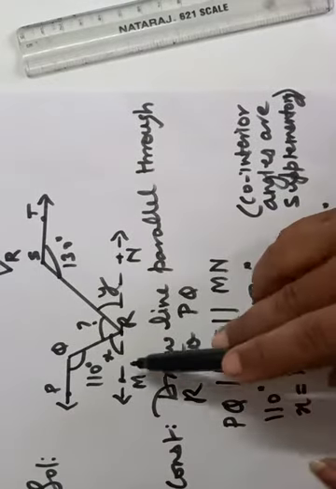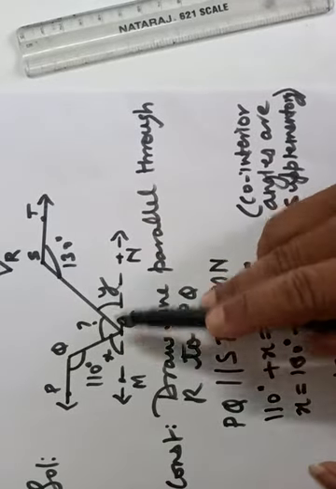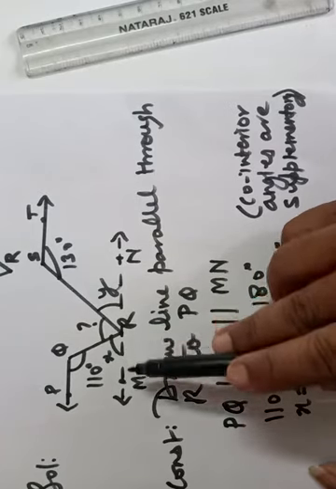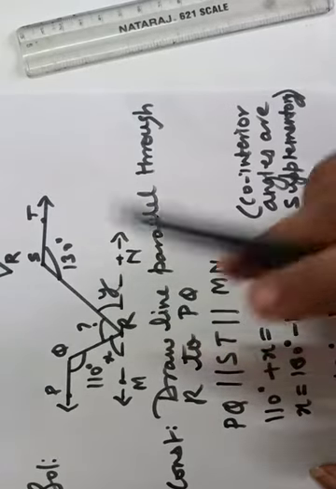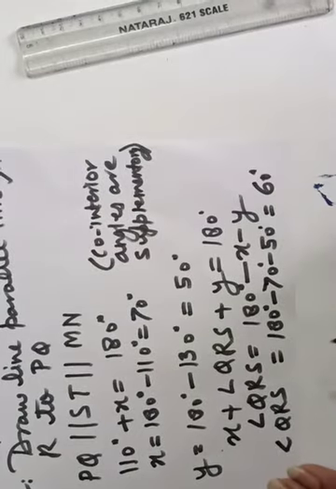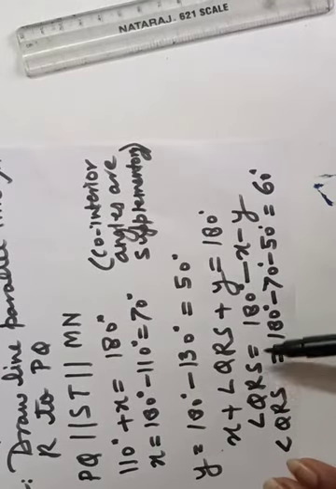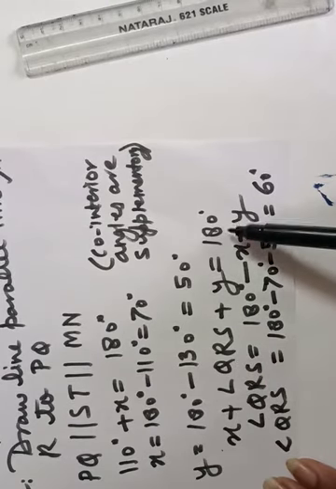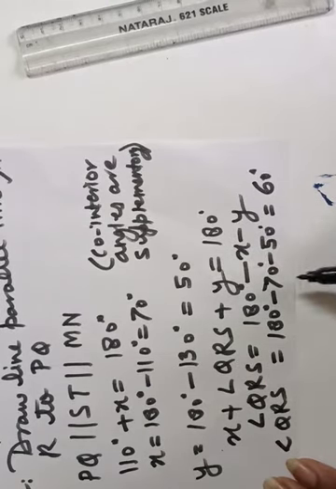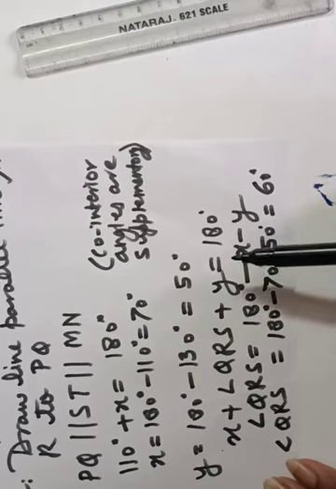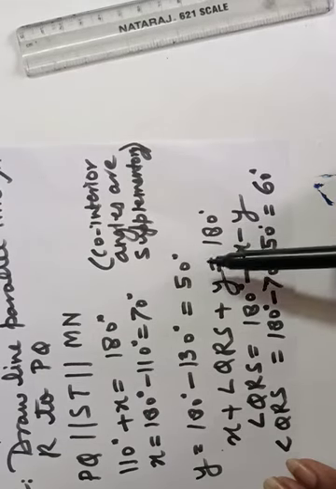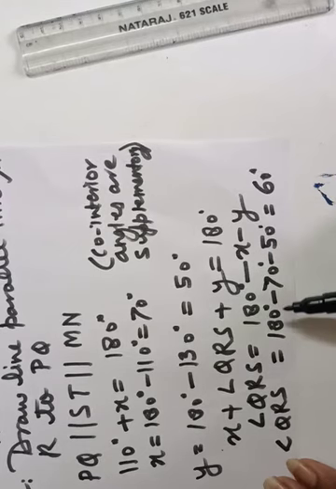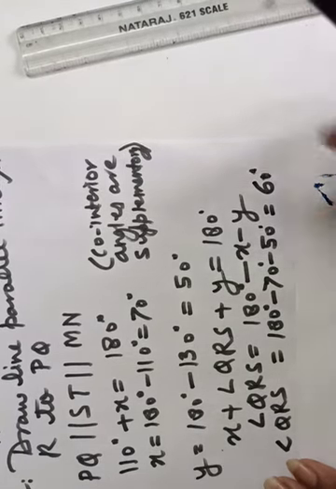See it again, X plus angle QRS plus Y are the angles on the straight line, so their sum will be equal to 180 degree. So hence we have found angle QRS. First of all, X plus angle QRS plus Y is equal to 180 degree. Then we have subtracted X and Y. Here the value of X we have already found, that is 70, and Y is 50 degree. We have added 70 plus 50, that is 120 degree, and 180 minus 120, that is 60 degree.